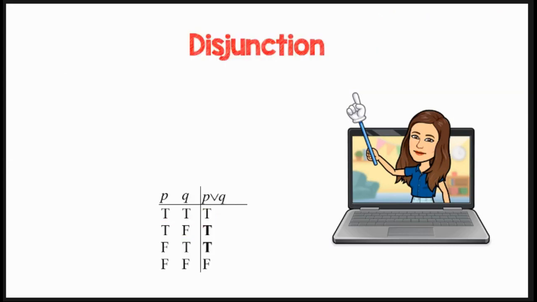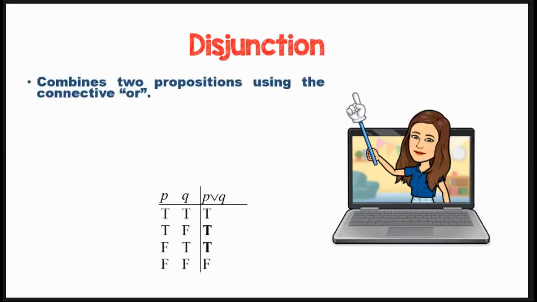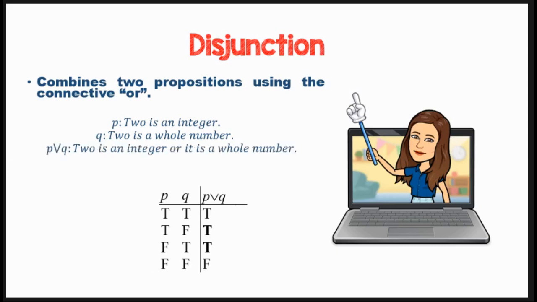Let's have another example. Let's have another operator. We have disjunction. Si disjunction, ang connective naman na ginagamit niya, or. P: 2 is an integer. Q: 2 is a whole number. 2 is an integer or it is a whole number.